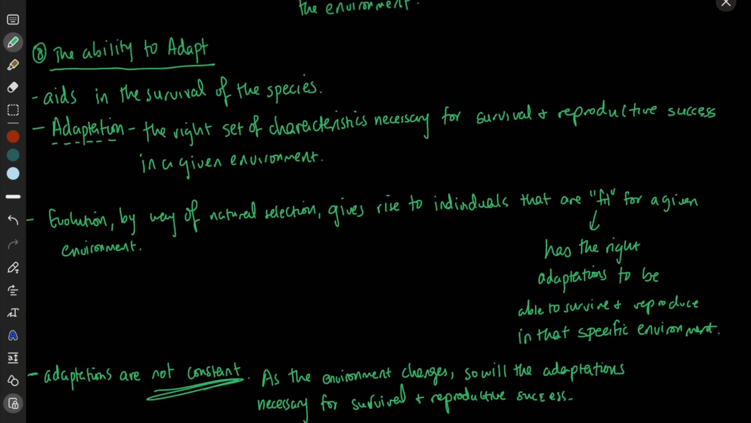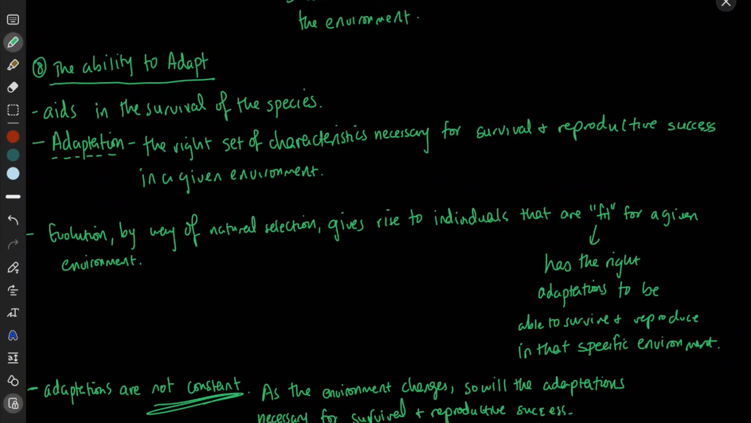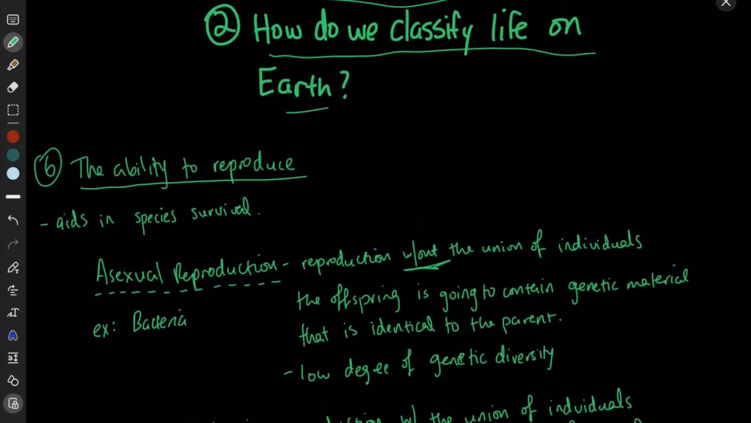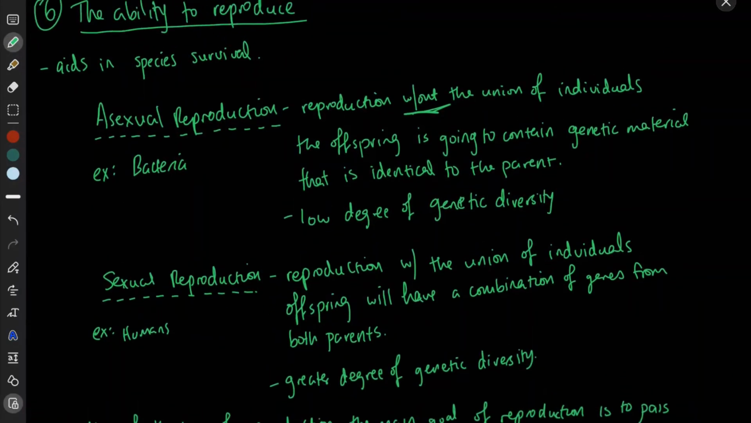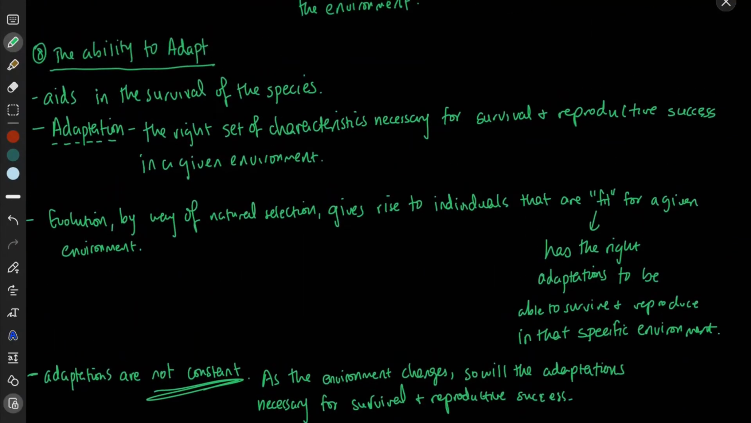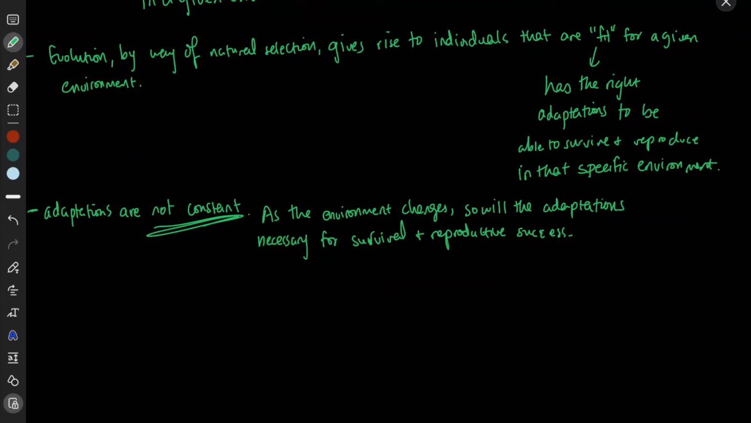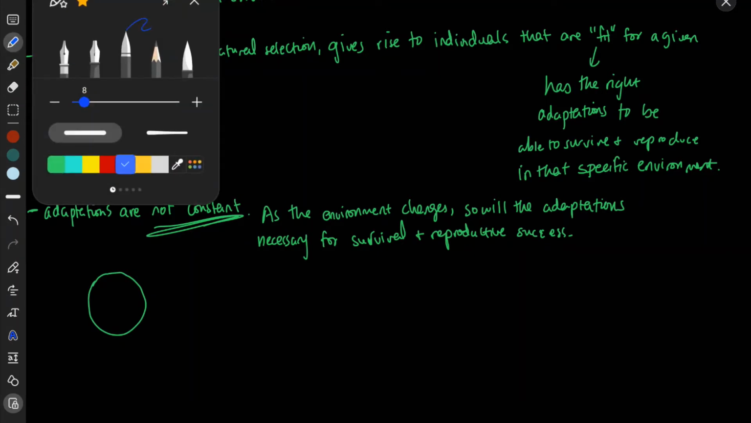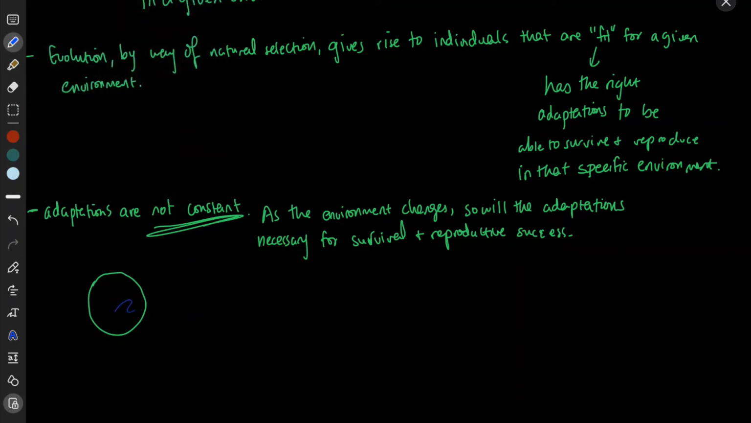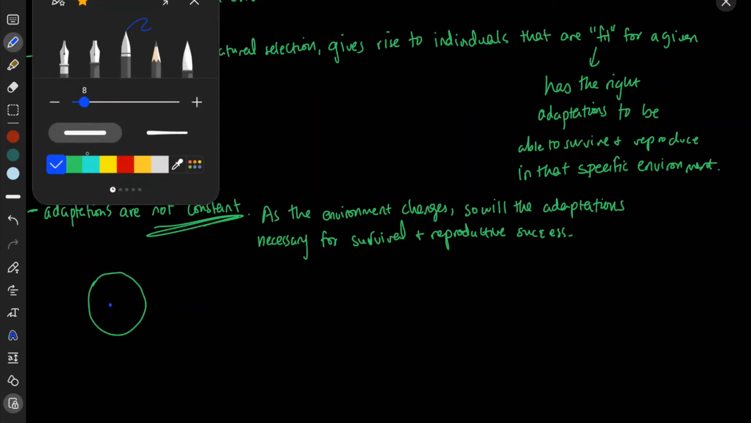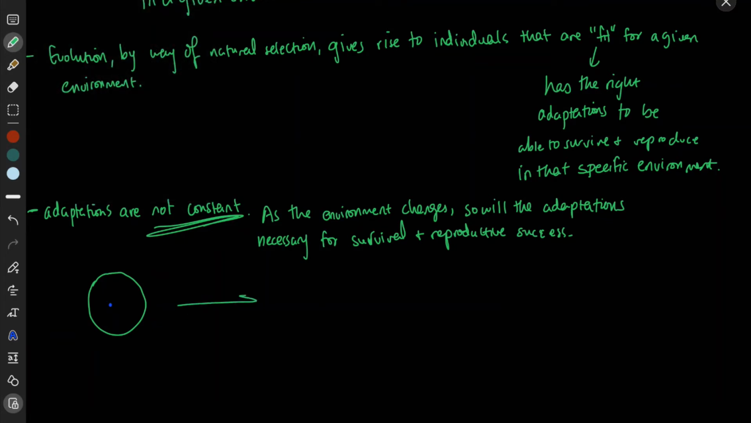Okay, so let's talk about an example that ties in all of this together, right? That ties in the ability to reproduce, the ability to evolve, and obviously the ability to adapt. So let's say that we have a petri dish here, and we have, let's say, bacteria in it, right? So let's say we start off with a single colony of bacteria, right? And then we let the bacteria reproduce over the course of, let's say, 10 days or so.